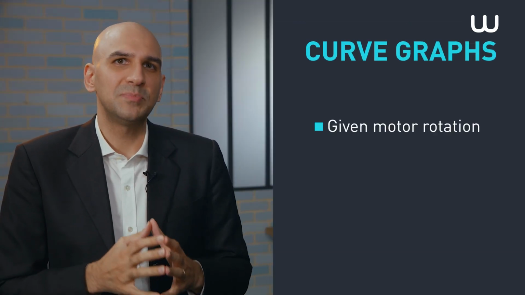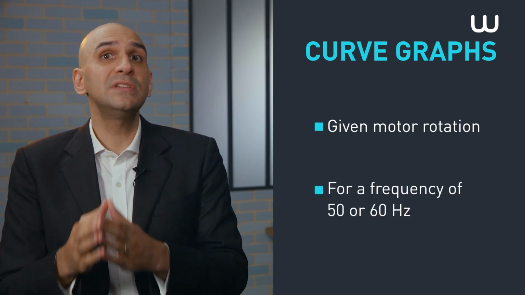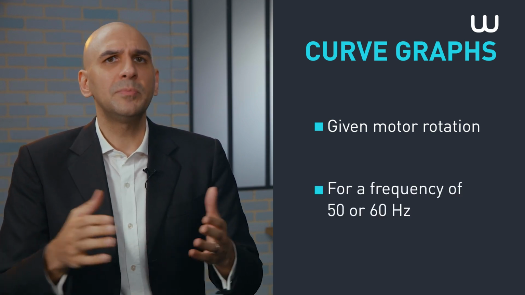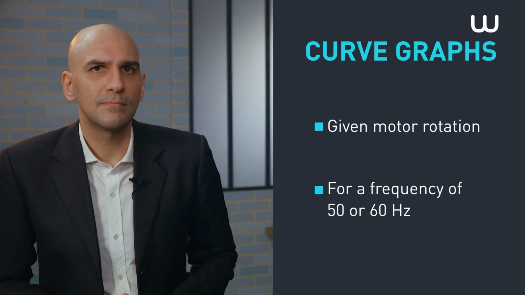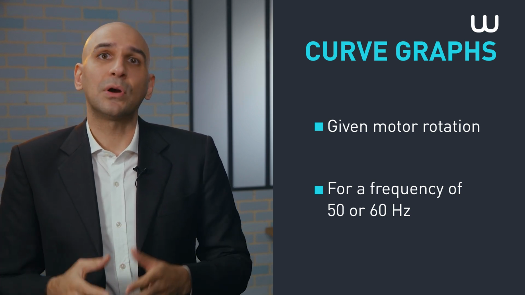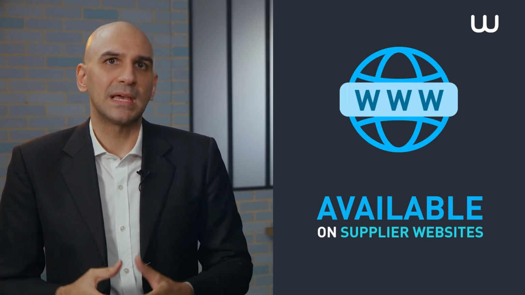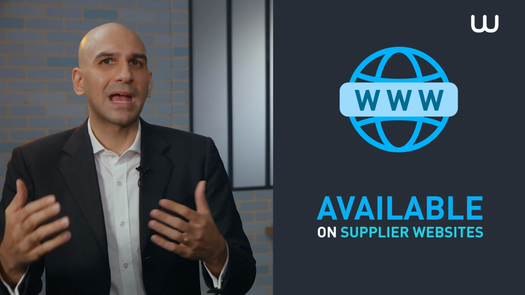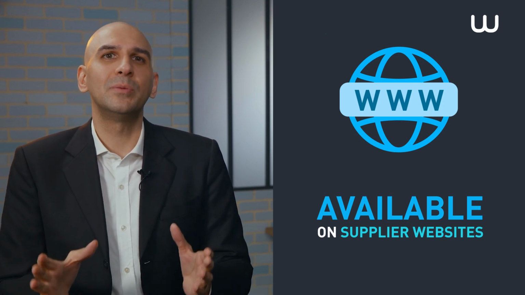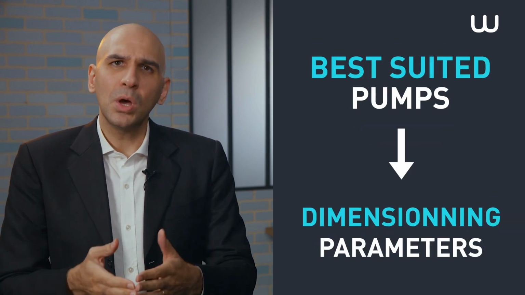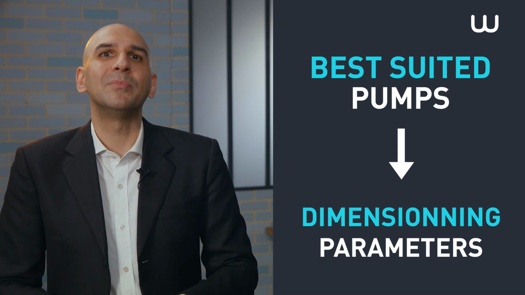These curves are valid for a given motor rotation speed and are established for an electricity supply frequency of 50 Hz or 60 Hz, depending on the country of use. Pump curve graphs are often available on supplier websites, which are equipped with freely accessible platforms to help determine the best suited pump according to the dimensioning parameters provided.